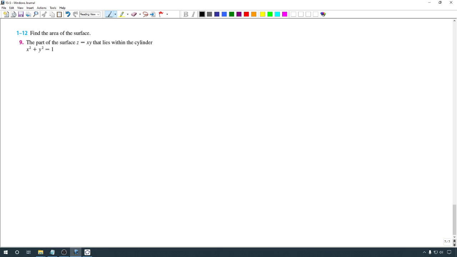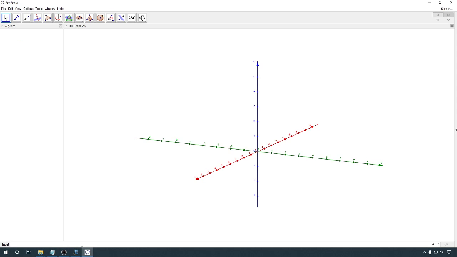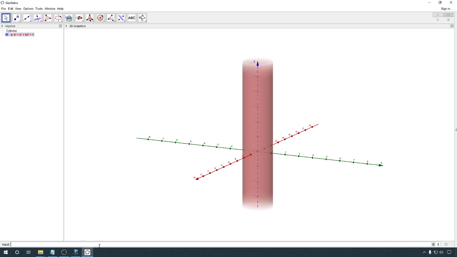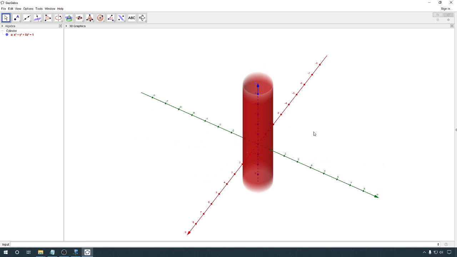Let's do one last example. Problem 9. We want to find the area of the surface z equals x times y that is inside the cylinder x squared plus y squared equals 1. Of course, like we've been doing on all of them so far, we're going to go ahead and graph this first. So first of all, let's graph the cylinder. We're only going to be concerned with the stuff that's inside the cylinder.